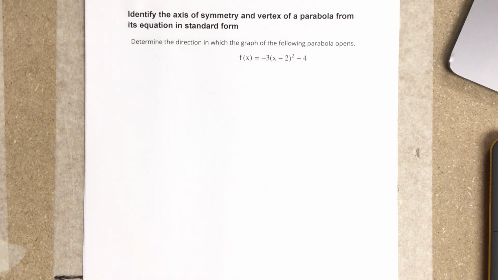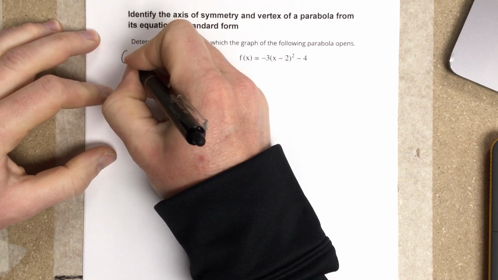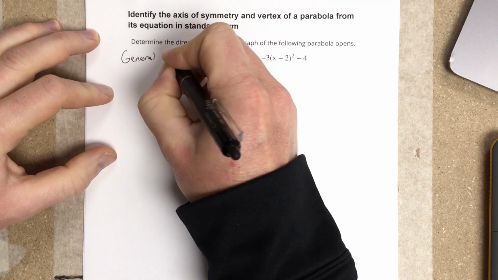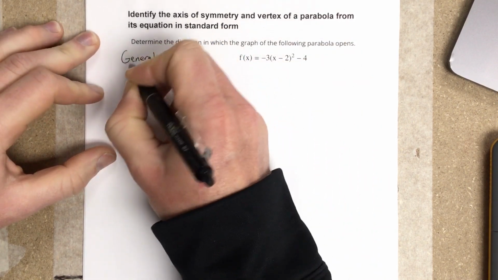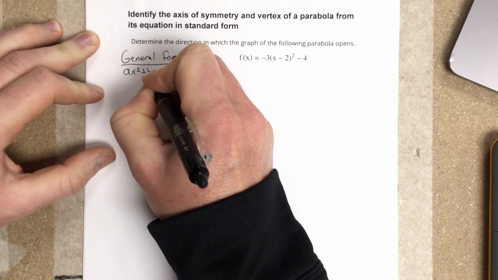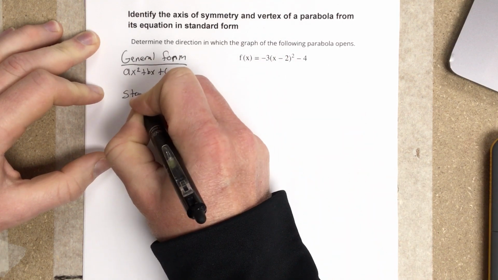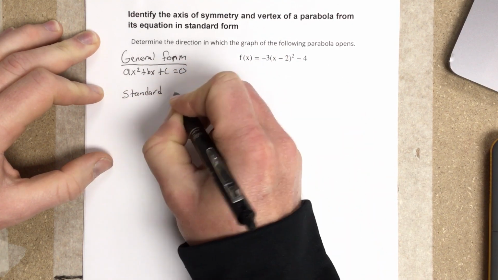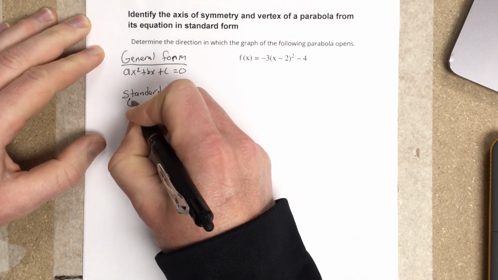In this video, we're going to identify the axis of symmetry and vertex of a parabola from its equation in standard form. So in the previous video, we wrote that the general form for a parabola is ax squared plus bx plus c equals 0. And then we have what's called a standard form, also known as vertex form.